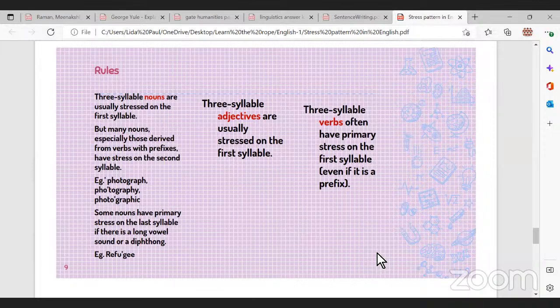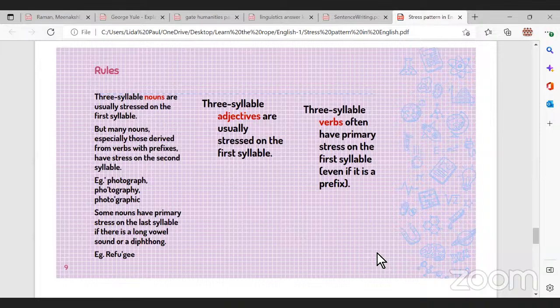In photograph, what is the category? Noun, adjective, verb, what is it? Photograph? Noun, right? This is a simple noun that you have here. And as per the rule, it is stressed on the first syllable, right? Now look at the second one. Photography. Is it noun? Photography. It is still noun, right?